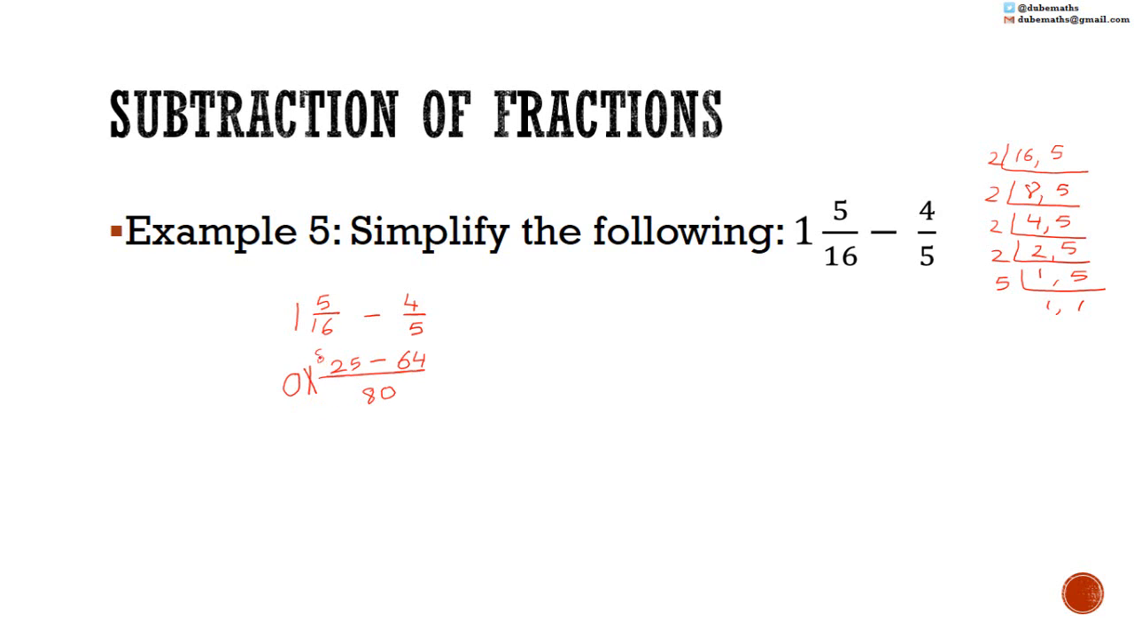So we add 80 to the 25. 80 plus 25 is 105, minus 64 will give you 41. We have 0 and 41 over 80.